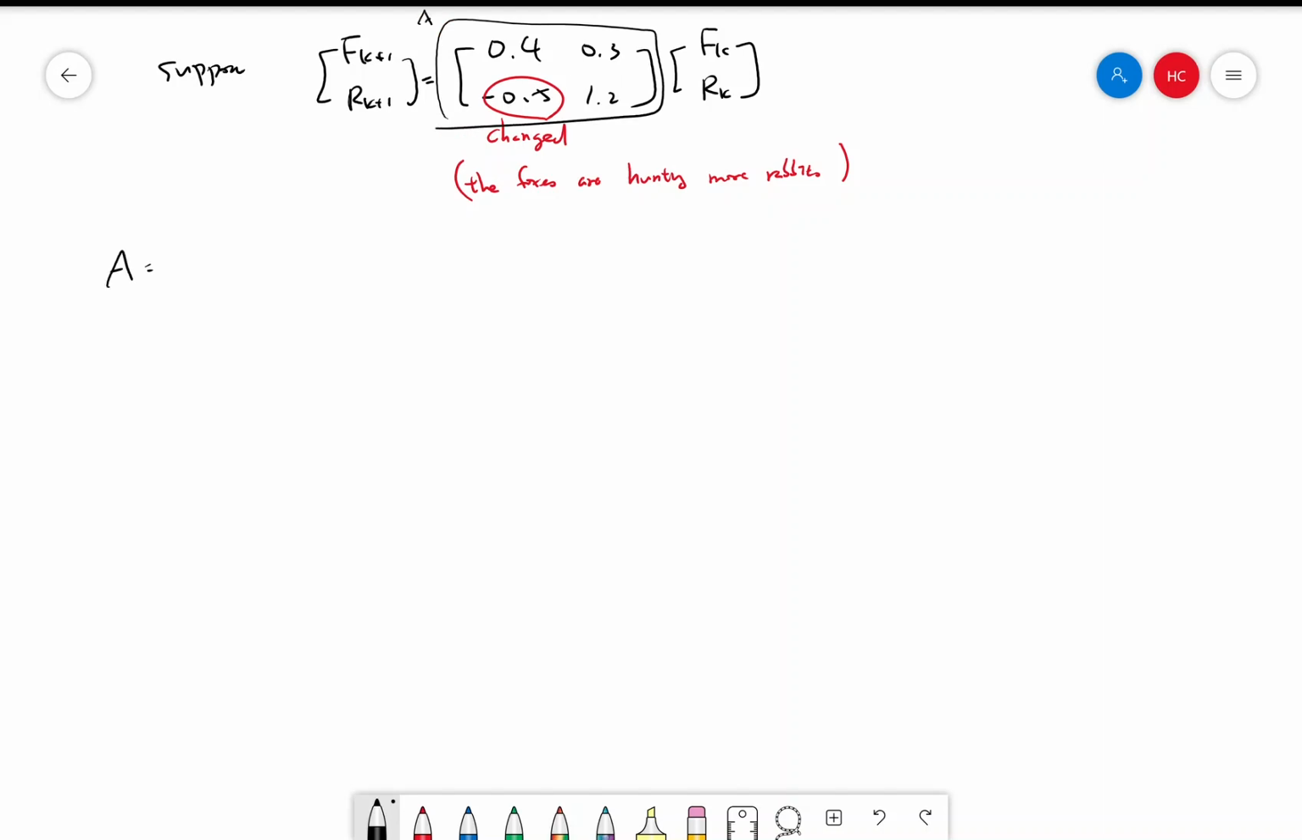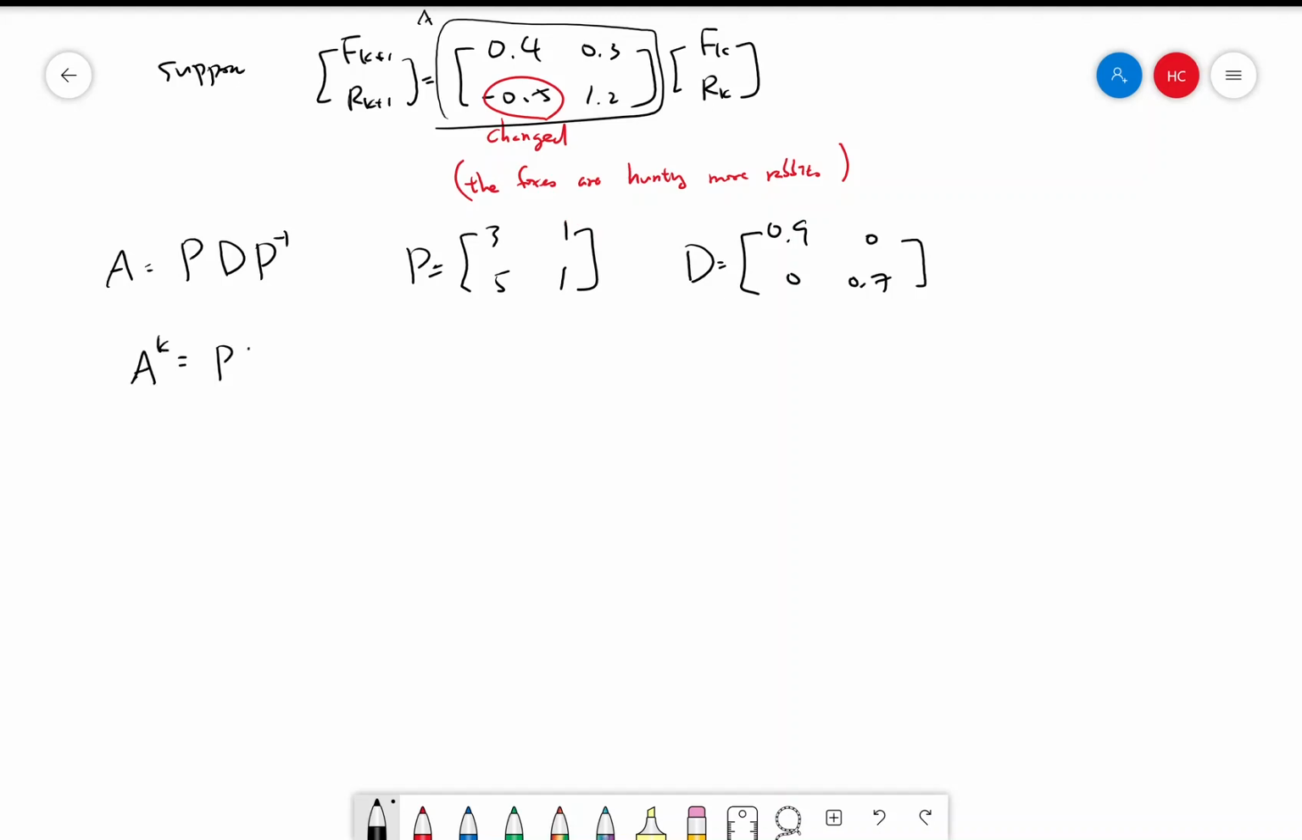Again, we're not going to calculate the whole thing again. A can be diagonalized. This time the eigenvalues are 0.9 and 0.7, and the eigenvectors are (3, 5) and (1, 1). Okay, so A is diagonalized, so A^k is P times D^k times P inverse. So same thing, we want to see what happens as k goes to infinity.